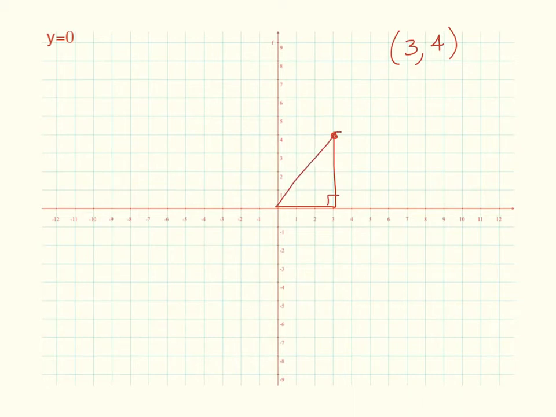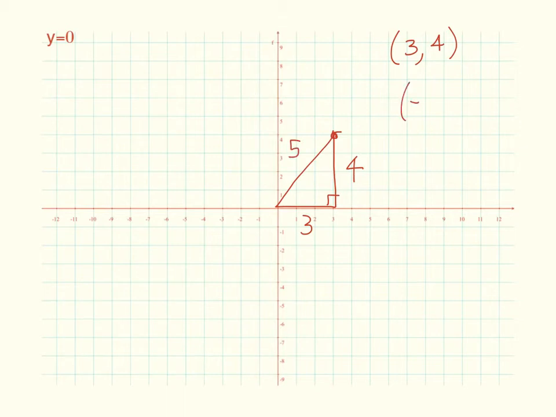This is why these are called rectangular coordinates. You always form the sides of a rectangle. So what I can ask you then is how far this point is from the origin. And since you have a right triangle, you know that it will be 5 units from the origin.